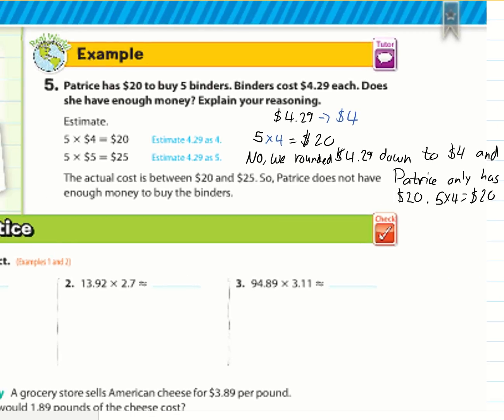Or you can go with the book answer. The actual cost is between $20 and $25, so Patrice does not have enough money to buy the binders.